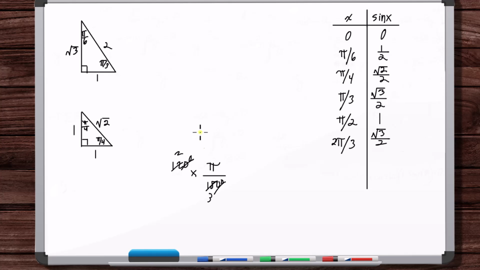Okay, so next is 135. So this is 3 pi over 4. This is going to have the same height as the 45-degree angle. This reference angle is 45 degrees, and we're in the second quadrant. Y is positive, so root 2 over 2. Okay, next is 150.